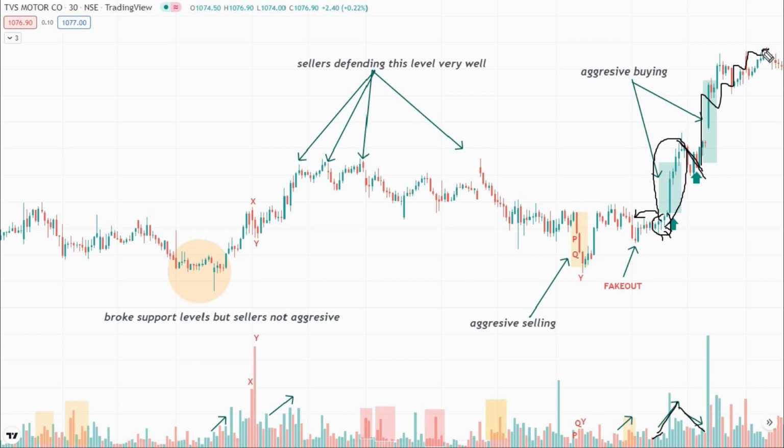Now we will add the market structure and look for potential low risk high reward trading setups.